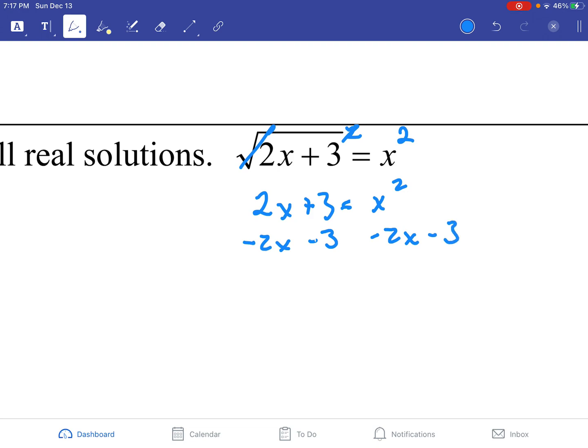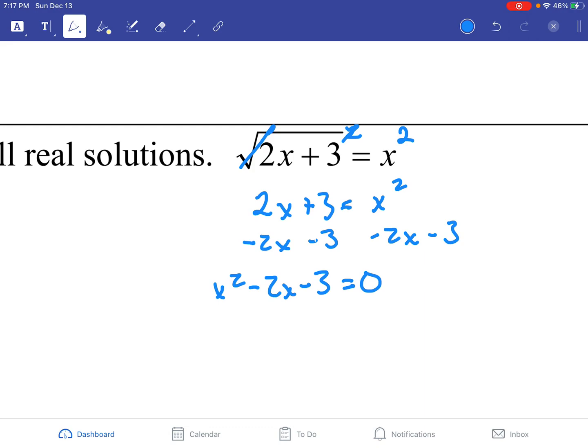Now the reason you don't want to move the x squared to the other side by subtraction is because you'd rather not have your leading coefficient in your x squared be a negative number. So we're going to leave it just like it is. So we have x squared minus 2x minus 3 equals 0. Now we can work on factoring this.